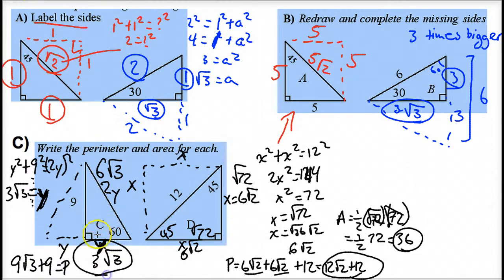Our area would just be these two pieces multiplied by each other and then divided by 2. So the area is going to be 9 times 3 is 27. So that's 27 root 3 over 2. And then that's it. That's all you need for that one.